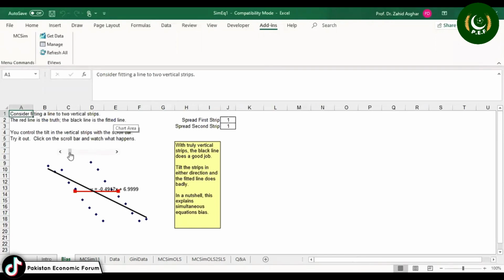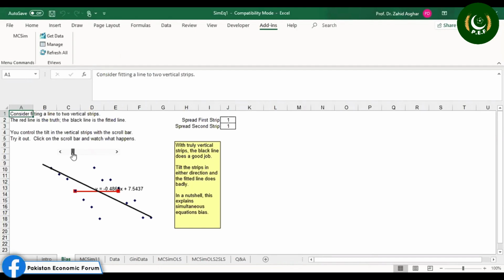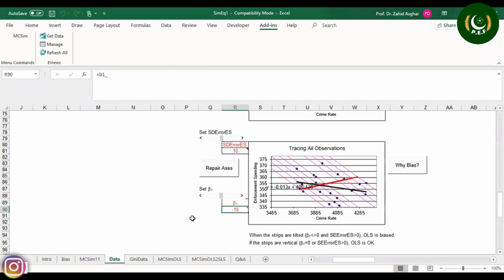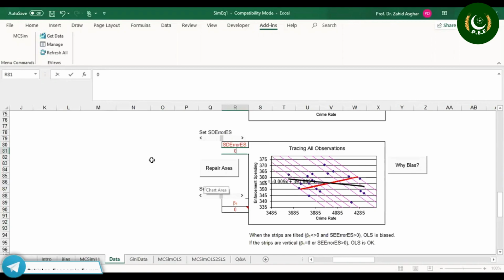So we can see that the level of bias depends on the standard error, the error term in enforcement spending, or beta 1. If beta 1 is 0, it means enforcement is not affecting crime rate. So you can see vertical bias and all that. Let's go back to our main file. For example, if I place it 0, press F9. If this is 0, there should be no bias. Slightly still vertical strips, we'll see.